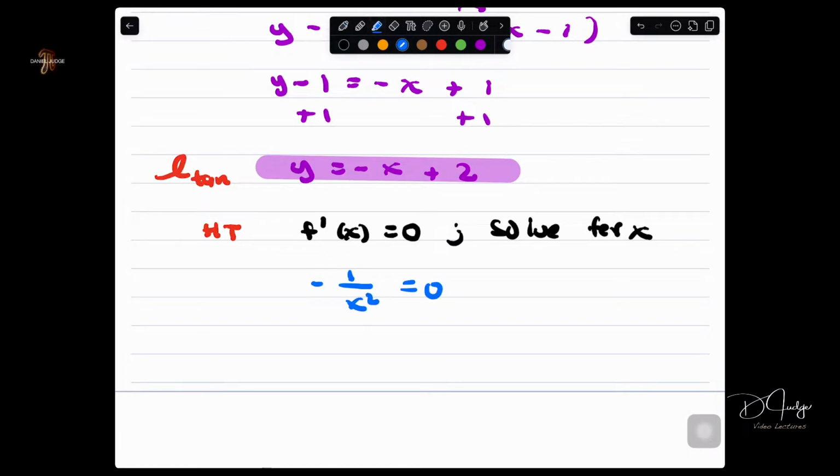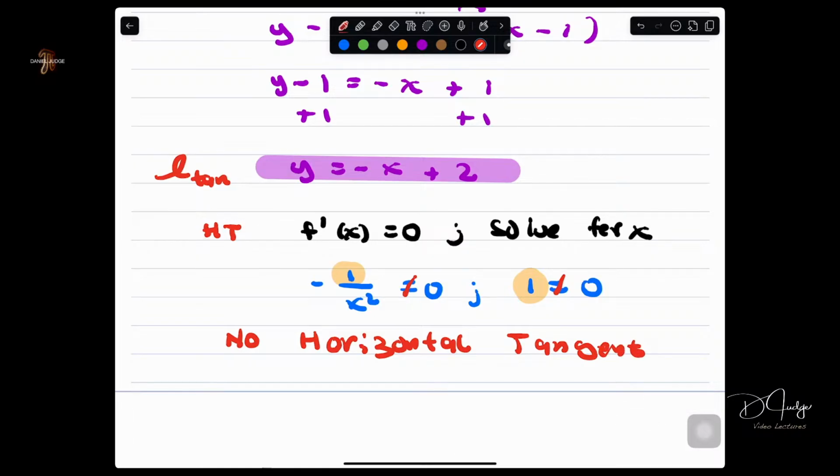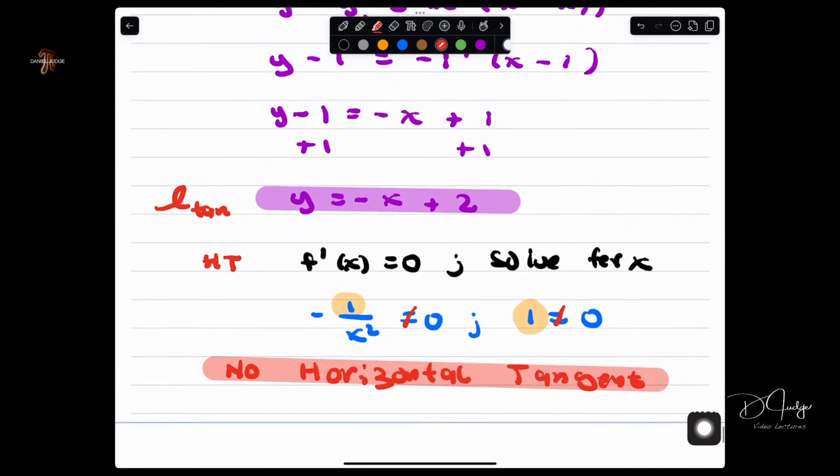Again, this is rational. And any fraction equal to 0 will only happen when the numerator is 0. But the problem is, this is a contradiction. 1 could never be 0. It's not the same number, which means this fraction can never be 0. Which means you have no horizontal tangent. Okay. No horizontal tangent.